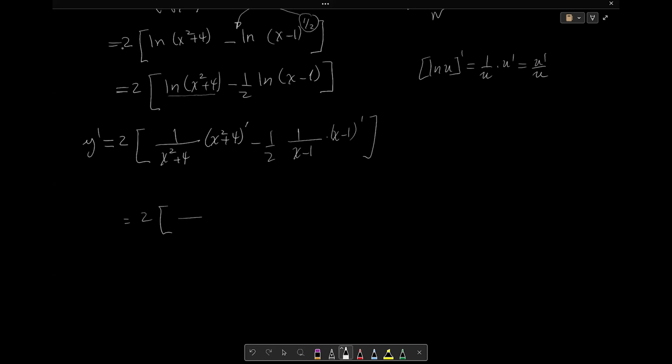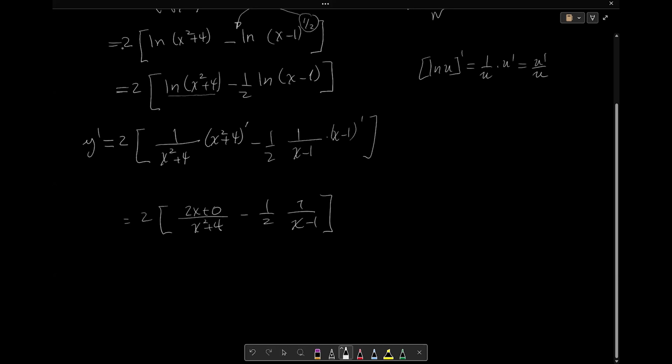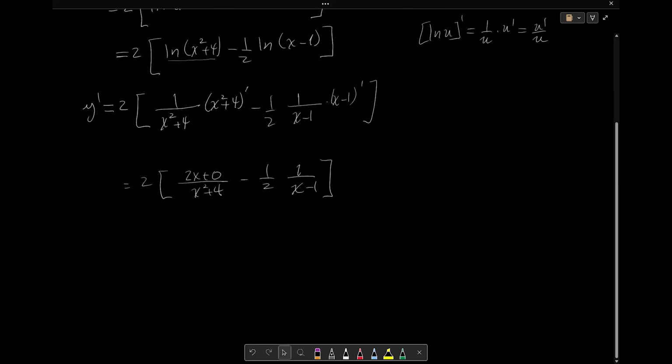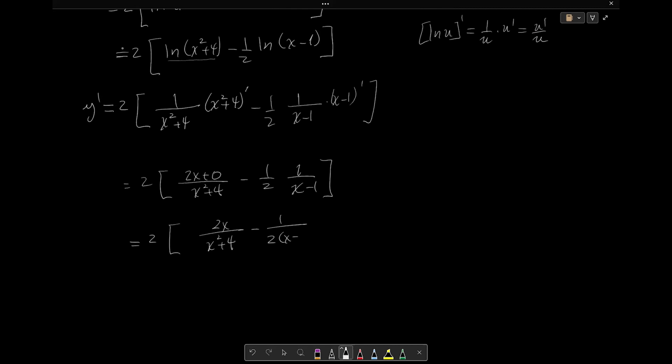Here's the 2. What's the derivative of x squared plus 4? It's just 2x plus 0 minus 1/2 1 over x minus 1. What's the derivative of x minus 1? It's just 1. So simplify one more time. There is your answer.